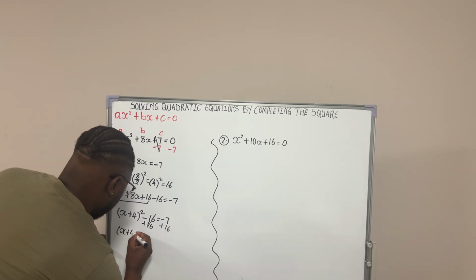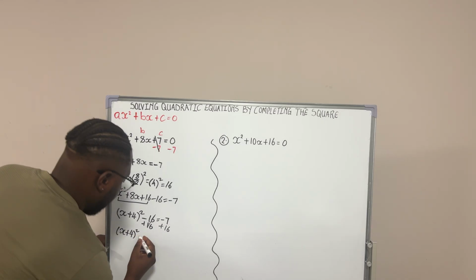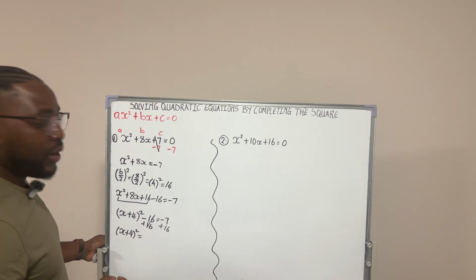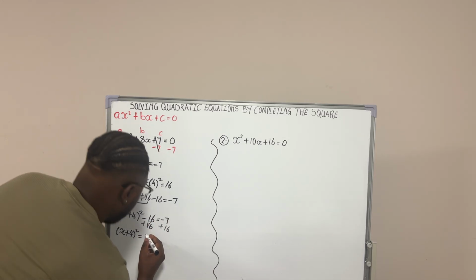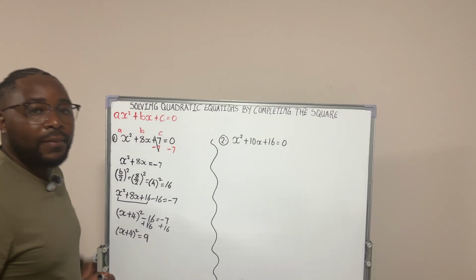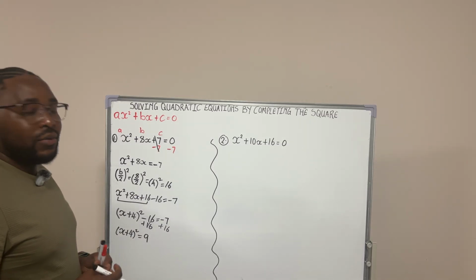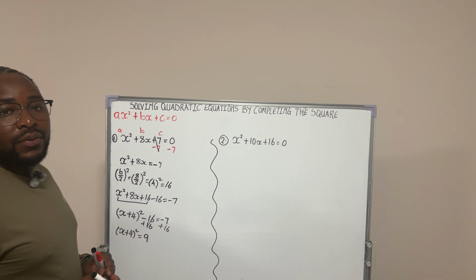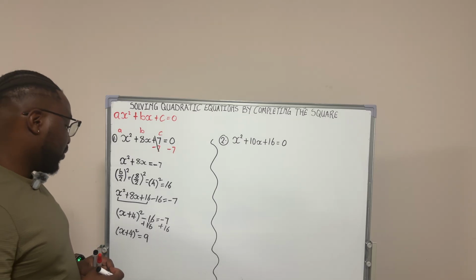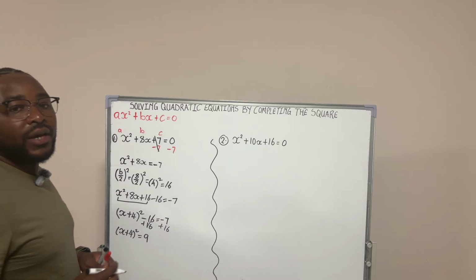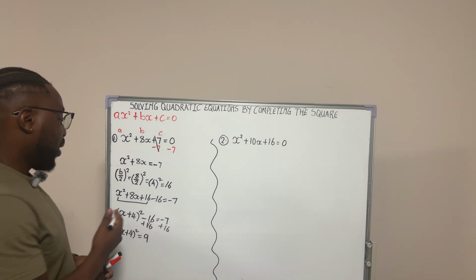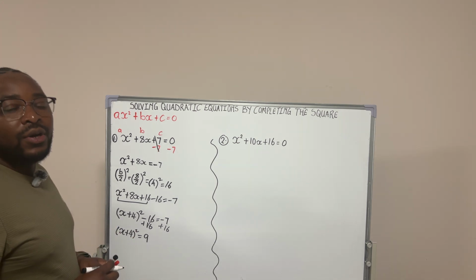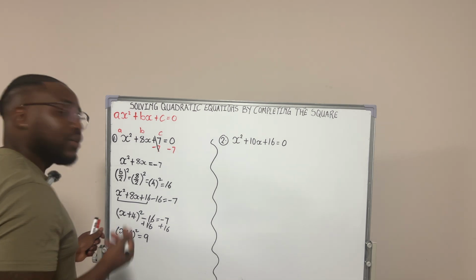X plus 4 squared equal to, right? Negative 7 plus 16 is what? Is 9. Yeah? Okay, so now, what will be our next step? Our next step is we have to get rid of the exponent there, or rather the index. And we can do that by square rooting both sides of the equation. Yes, so let us do that.